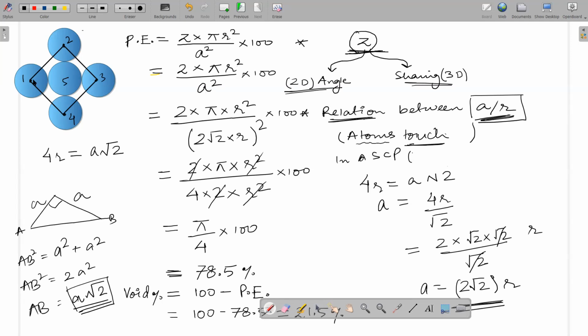Sir said we have to make the atoms touch. We touched 1 and 5, and from 1 and 5 we then touched 3. Now, after this, I have to see the relationship between A and R. So I will write this particular line in terms of R and this particular line in terms of A also. In terms of R, this line is equal to 4R. In terms of A, this line is equal to A root 2. Then I will equate these two because they are the length of the same line. And we have got 4R is equal to A root 2. Okay. So you have a homework.